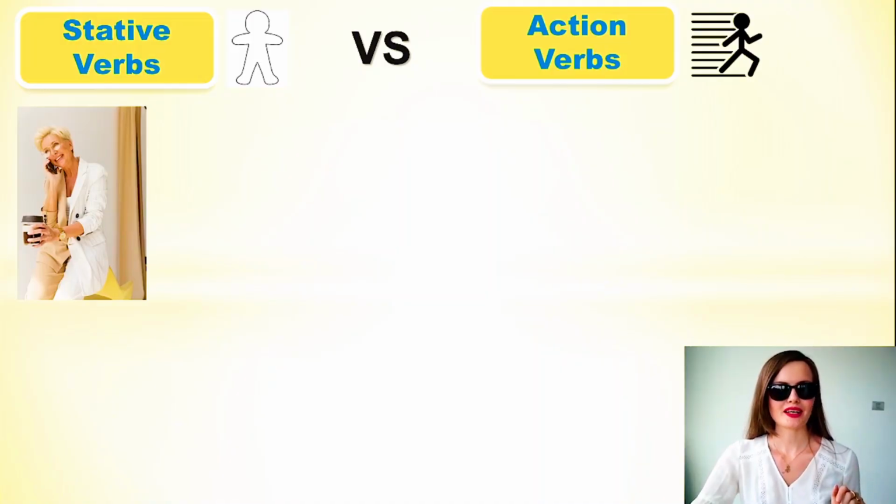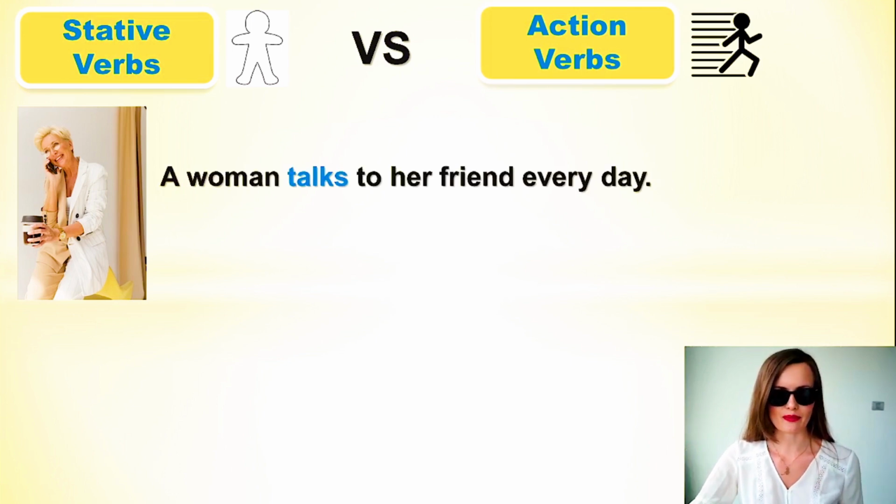Let's compare stative and action verbs and answer the question, why is it important to know the difference between them? Okay, we know that we have two types of verbs, stative verbs and action verbs. Also, we know that they are different. So let's learn what's the difference. And let's take a look at these examples.